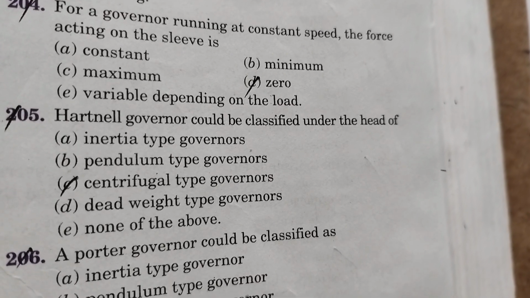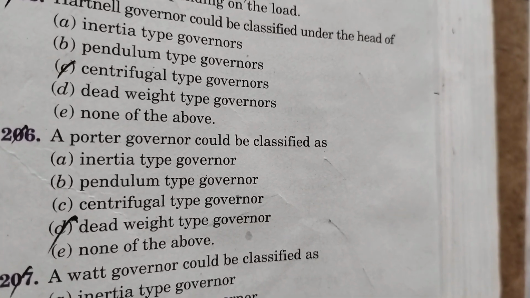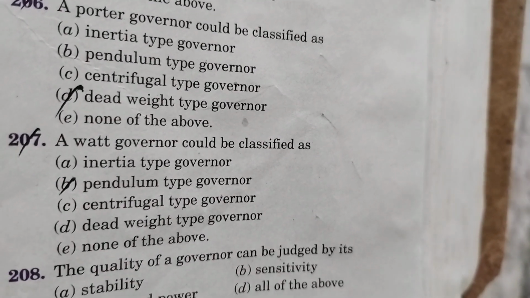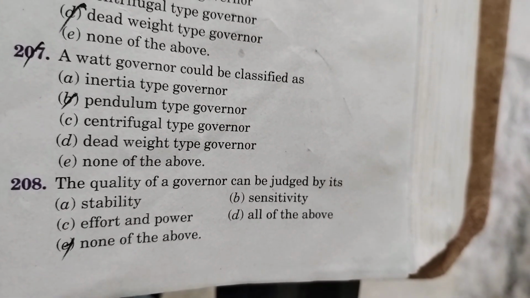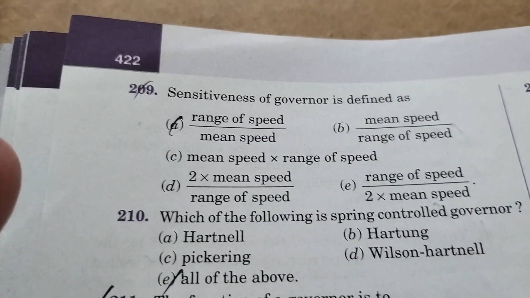The Hartnell governor could be classified under the head of centrifugal type governor. A Porter governor could be classified as dead weight type governor. A Watt governor could be classified as pendulum type governor. The quality of a governor can be judged by: none of the above. The sensitivity of a governor is defined as the range of speed divided by mean speed.